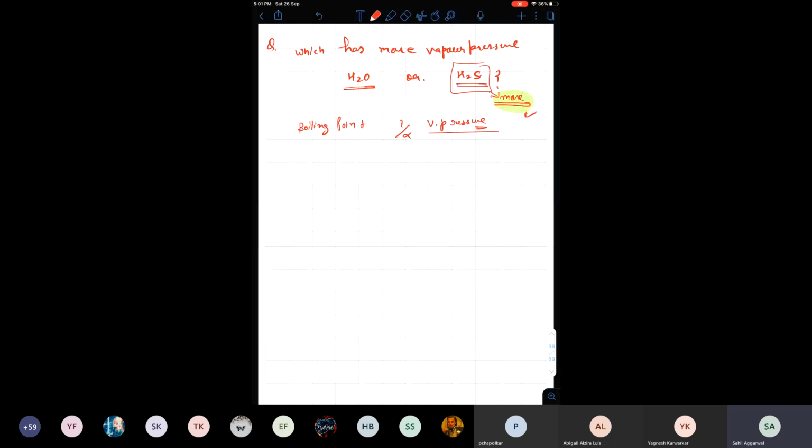Thermal stability decreases down the group. Very good, Sneha.